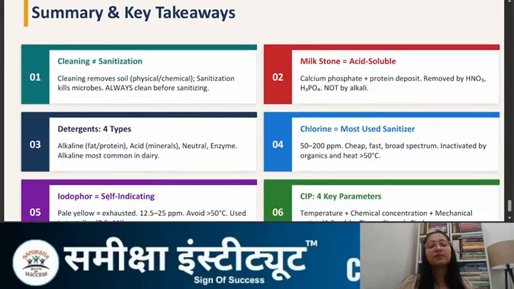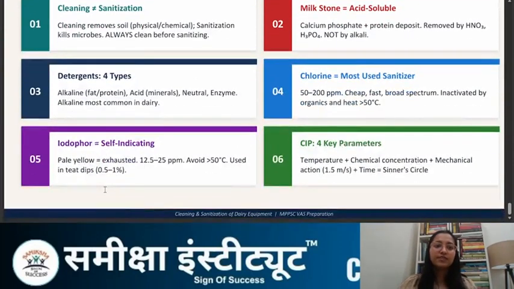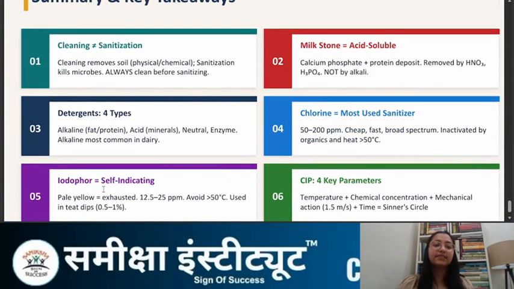Okay, so summarizing everything we studied today. Firstly, we studied about the cleaning and sanitization. Cleaning means removal of soil and sanitization means reducing the microbial load. Cleaning should precede the sanitization. First we will go for cleaning, we will remove the extraneous material, then we will go for sanitization or reduction of the microbial load of the equipments.